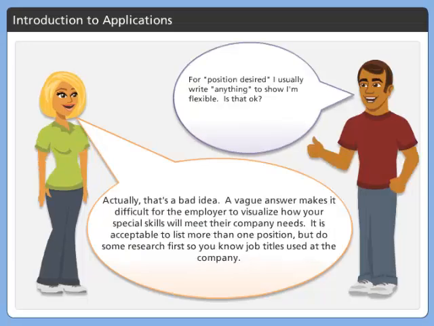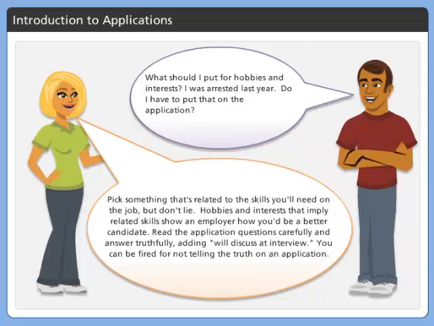For position desired, I'm flexible. Is that okay? Actually, that's a bad idea. A vague answer makes it difficult for the employer to visualize how your special skills will meet their company needs. It is acceptable to list more than one position, but do some research first so you know job titles used at the company. What should I put for hobbies and interests? Pick something that's related to the skills you'll need on the job, but don't lie. Hobbies and interests that imply related skills show an employer how you'd be a better candidate.